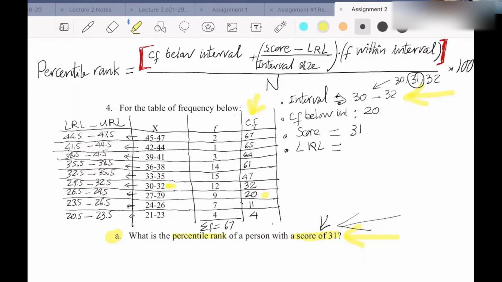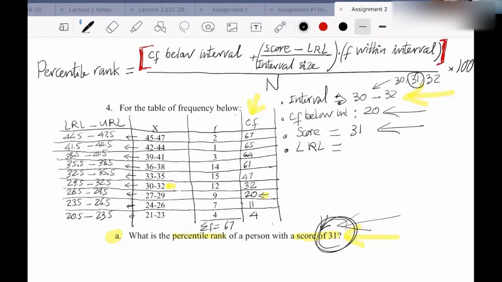Next, we need to determine the cumulative frequency below the interval. So the cumulative frequency below the interval will be the 20 here, everyone. The 20 is below the interval from 30 to 32, okay? It's below that interval, and we got it as 20 already. And also we need to identify the score that we are looking for, the percentile rank 4. And that score is 31 already, right? So we got that.